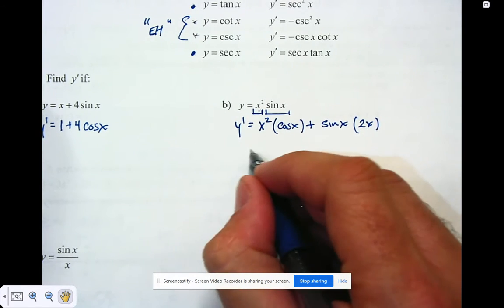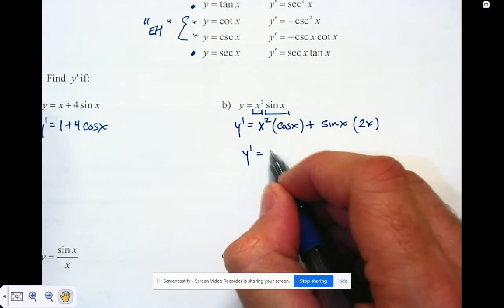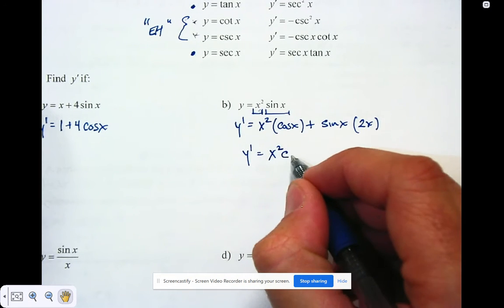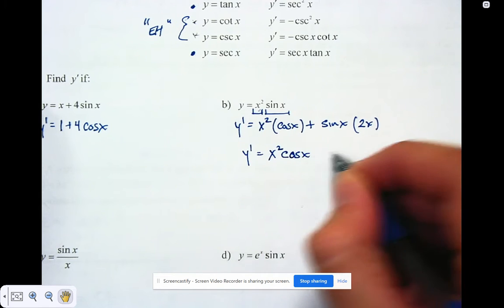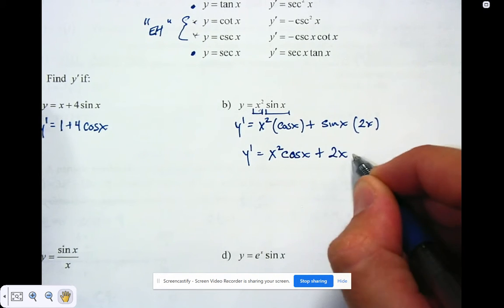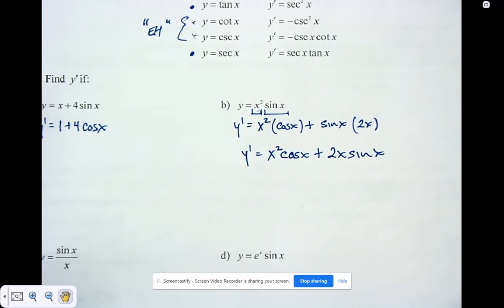And then you want to clean this up. That just means you don't need the parentheses. You can write x squared cosine of x plus, let's put this 2x in front, 2x sine of x. And that would be totally acceptable on a test as an answer.